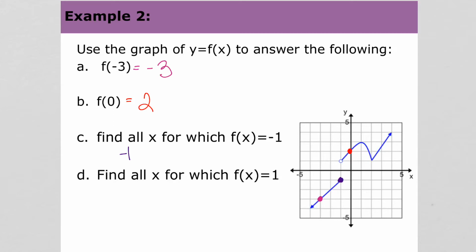And then the next one says find all x for which f of x equals 1. So where is the y value 1? Well, we would want to say right here, but that's an open dot, so we can't use that point. But right here, it looks like the y value is 1, and here the x value is 2.